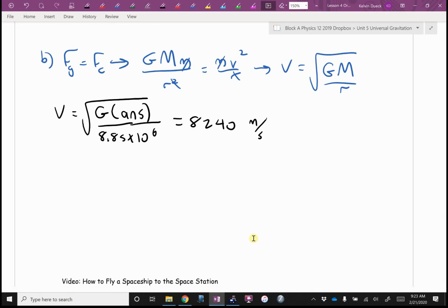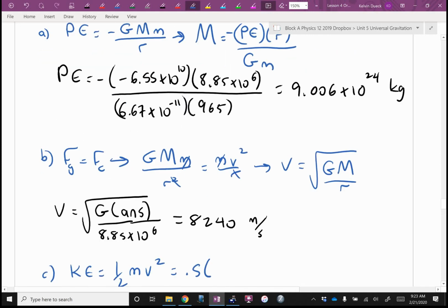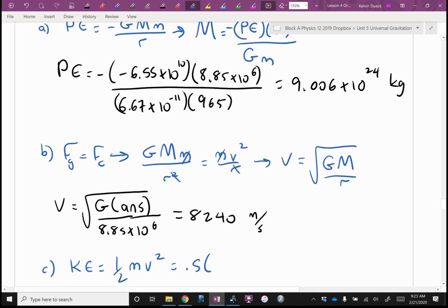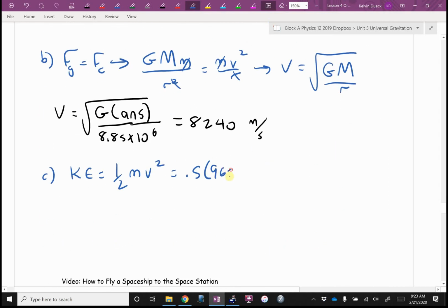What's C want me to find? Kinetic energy. Sam, how do I find kinetic energy since day one? Little m v squared. Erica, what was little m? Did they give me the mass of the satellite? Yeah, 965.